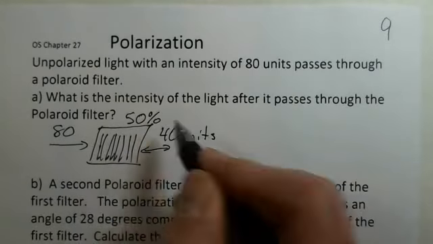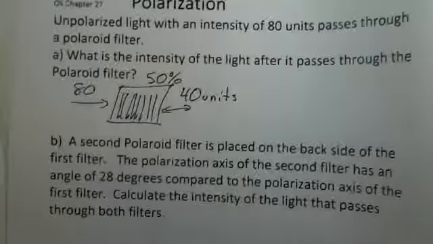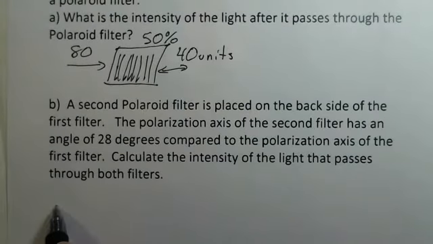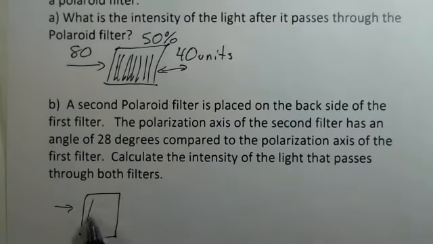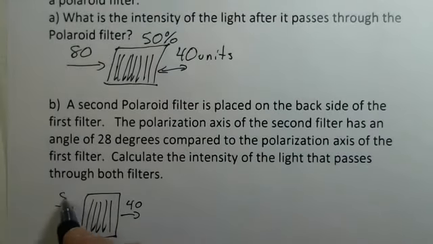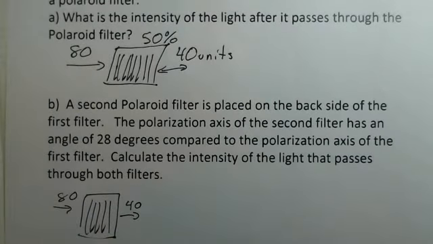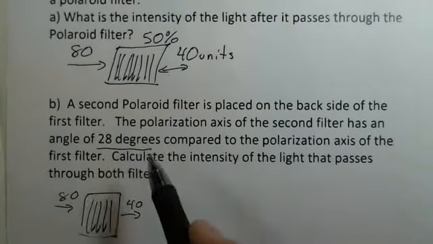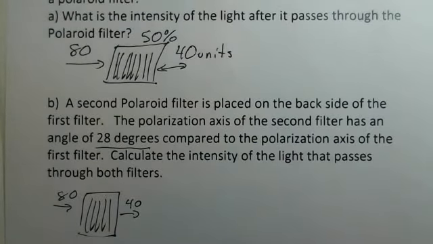That's the result. So let's bring in another Polaroid, and we've got 80 units again coming into the first Polaroid. We've got 40 units exiting, and now we have a second Polaroid. It's kind of face on to the first Polaroid. My drawing here has room for improvement, but this second Polaroid, the long molecules are tilted 28 degrees to the long molecules of the first Polaroid.